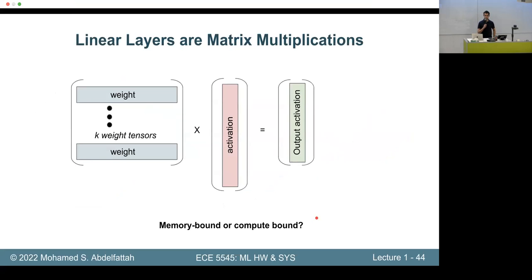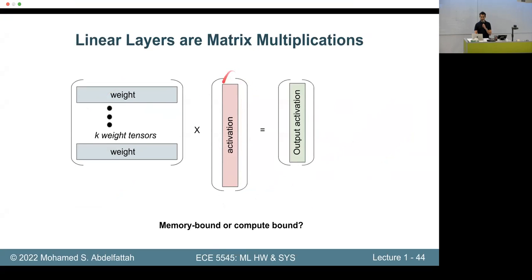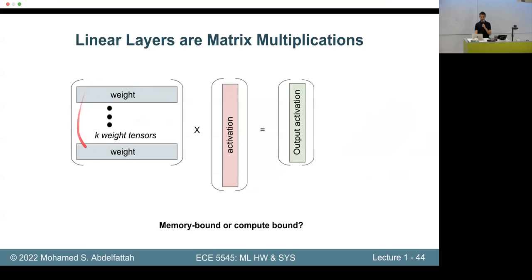Of course, linear layers are also matrix multiplications, and not all domains require 3D tensors like the image domain. If you have used PyTorch before, there's this dot flatten function. If we flatten that whole activation tensor that I showed here, it becomes a linear vector. And if I flatten each one of those weights into again a single dimension tensor, then that's what it looks like. It's a matrix vector multiplication. We have k of those weights, we have a single activation, and we have an output activation.